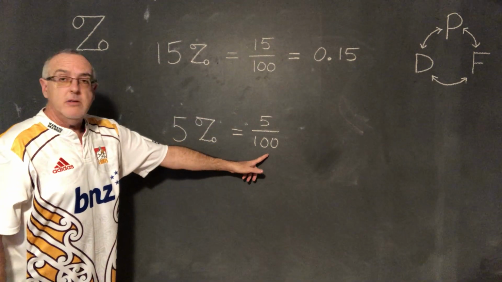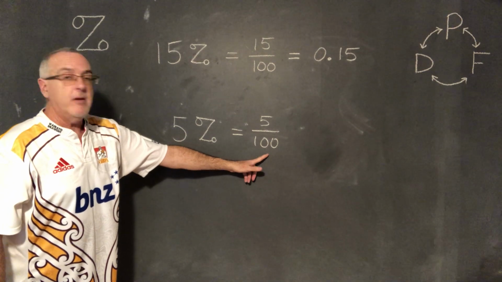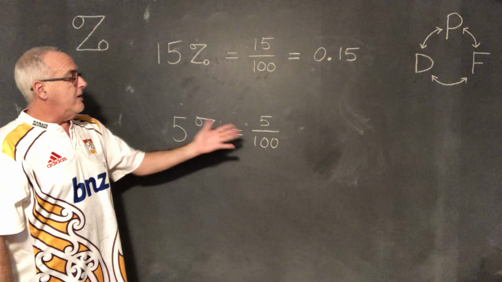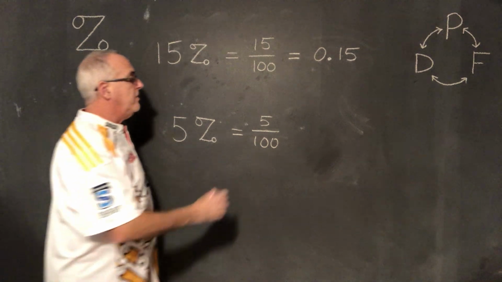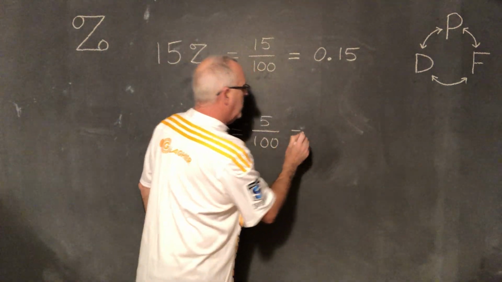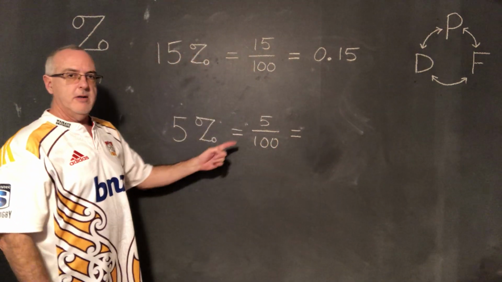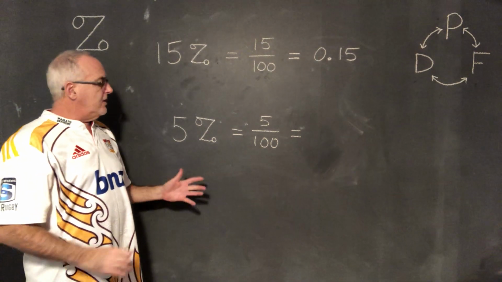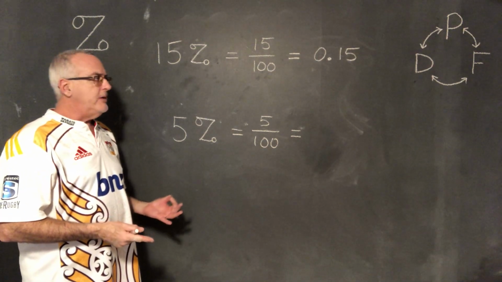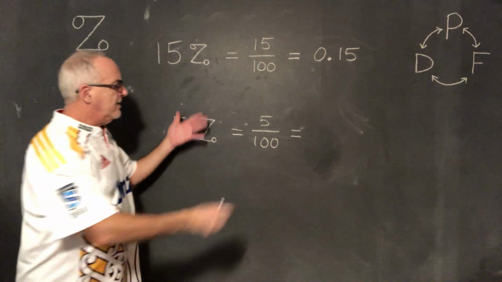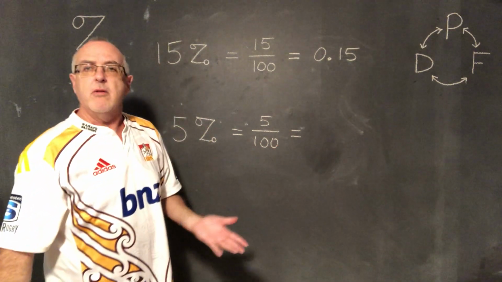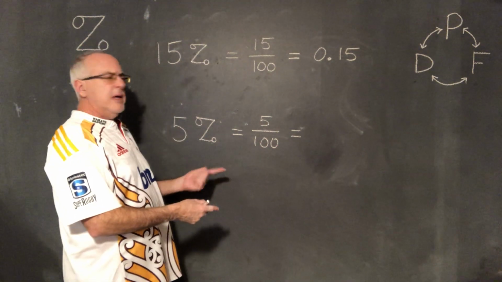And yeah, I could still reduce this. I could divide top and bottom by 5 over 5, and it would give me 1/20th. I could do that if I wanted, but I don't want to. What I want to do is convert it into a decimal. This is going to feel a little bit different, but it's not new, because converting from fraction to decimal, we're already good at that. So how does that go again?